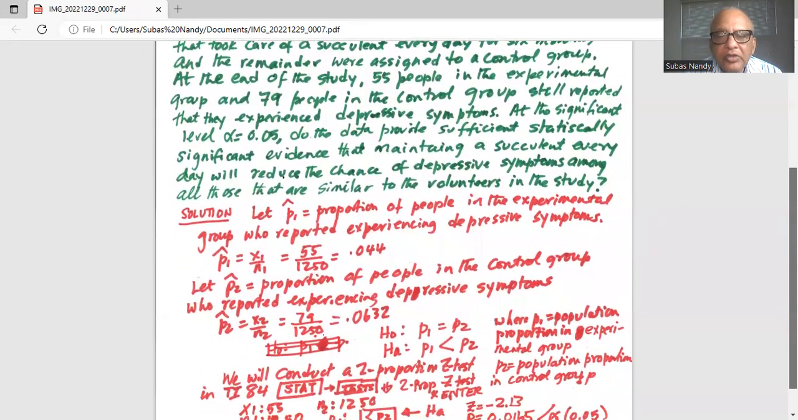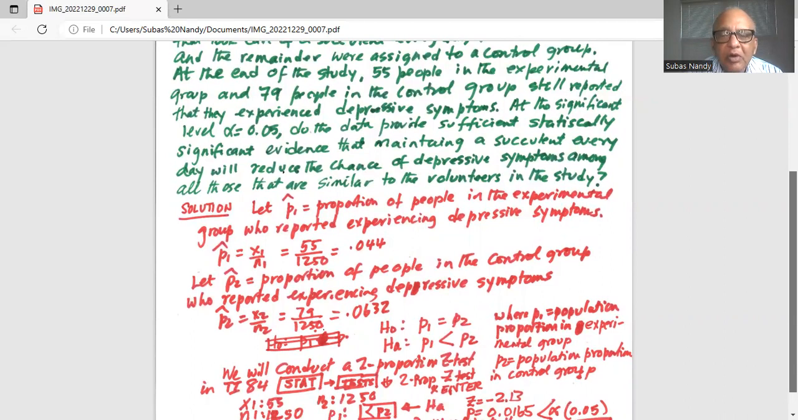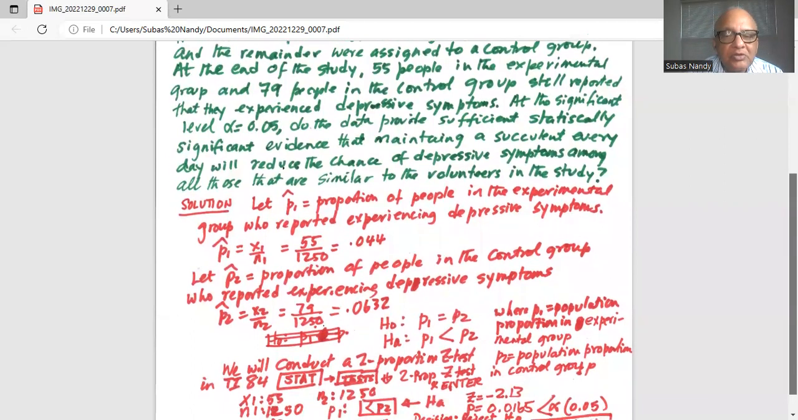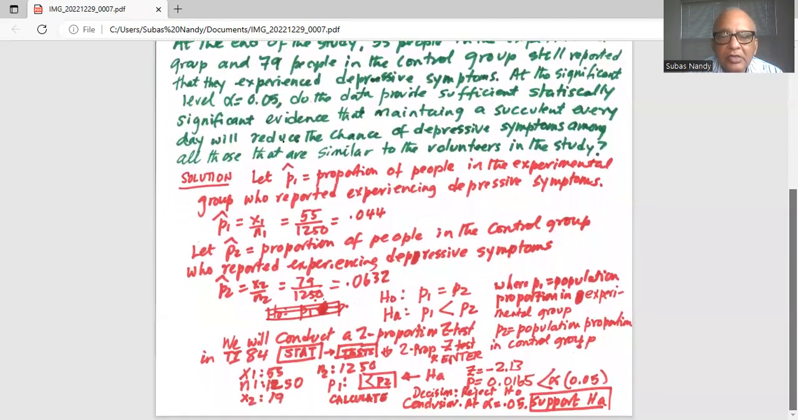So our null hypothesis is p1 equal to p2 and alternative p1 less than p2. Notice there is no hat, so p1 is the population proportion in the experimental group and p2 is the population proportion in the control group. We will conduct a two proportion z test in the TI-84.